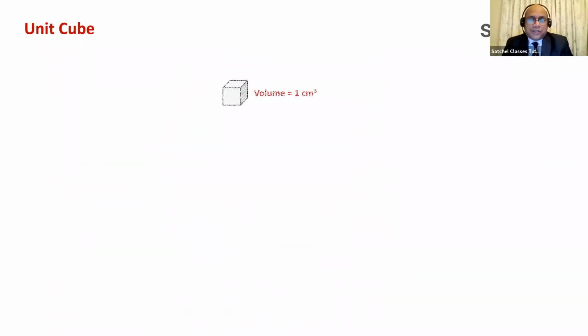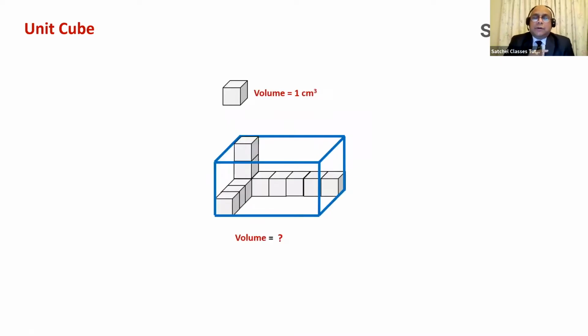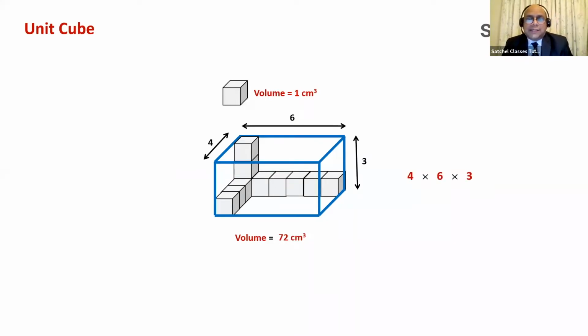Well, let's try and find out volume of this cuboid, knowing that we can fit 4 unit cubes along the width, 6 along the length, and 3 along the height. So what do you think is the volume of this particular cuboid? Well, as you can see, it has width of 4, length of 6, height of 3. So the volume will be 4 times 6 times 3, which is 72 centimeter cube. So unit cube can be very useful in finding volume of 3D shapes, especially cuboid and cubes.